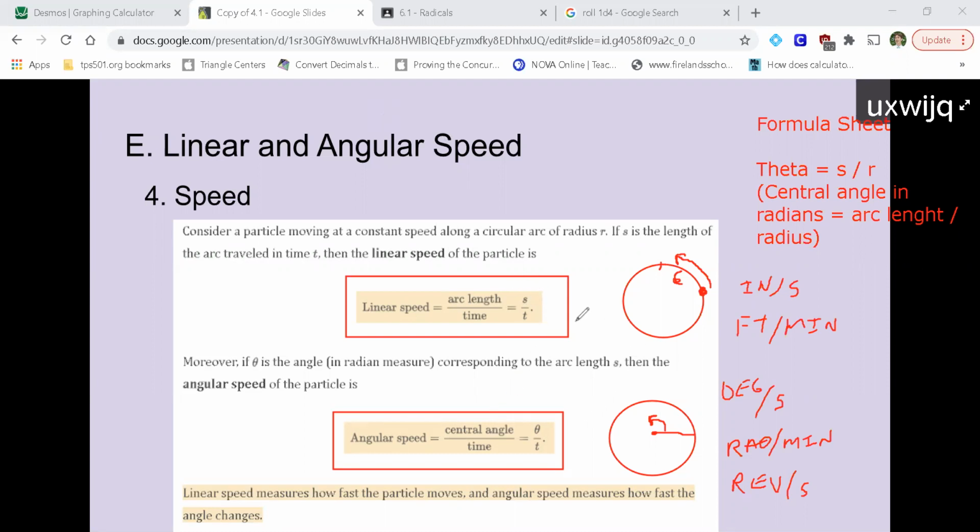All right, so do we understand the difference between linear speed and angular speed?